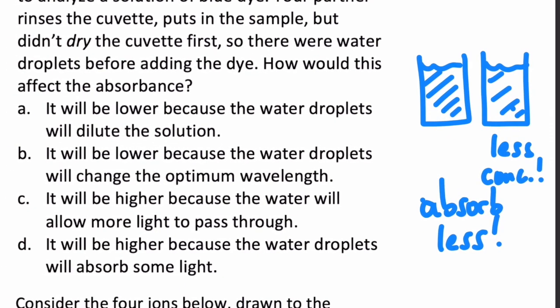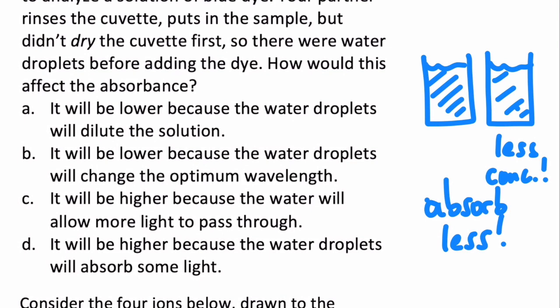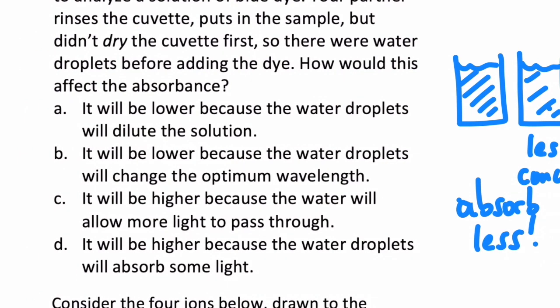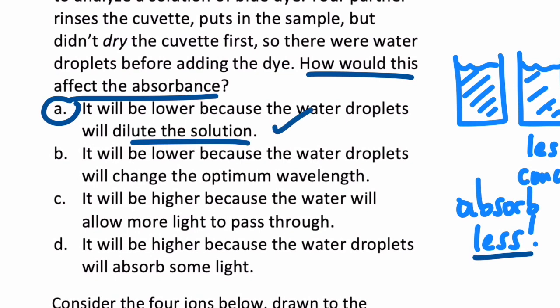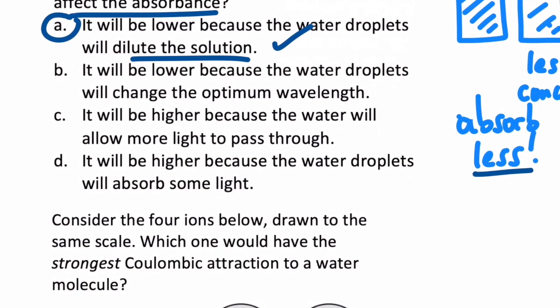It might not look lighter to the eye, but these machines can tell. So how will this affect the absorbance? It should be less. It will be lower because the water droplets will dilute the solution. Once again, we've hit the right answer right away in the beginning. B says it'll be lower because it will change the optimum wavelength. No, we do that by changing what color we're studying or just what wavelength of light we actually use. So B is incorrect. And then C and D are both incorrect. They say it will be higher, and that's incorrect.